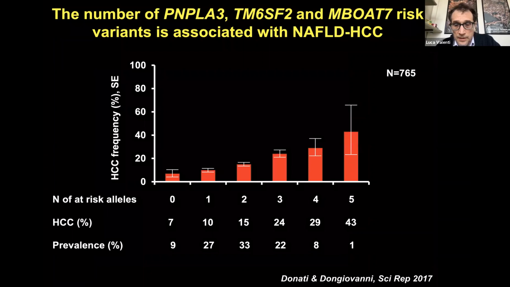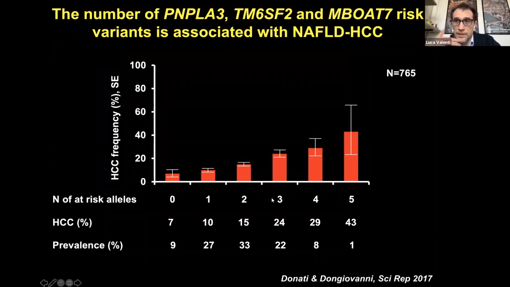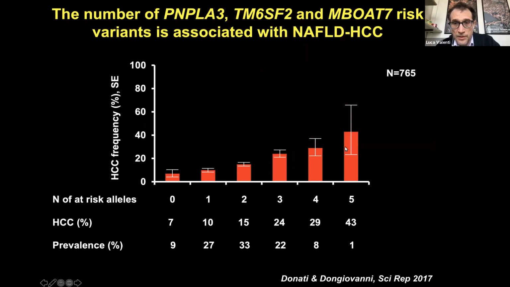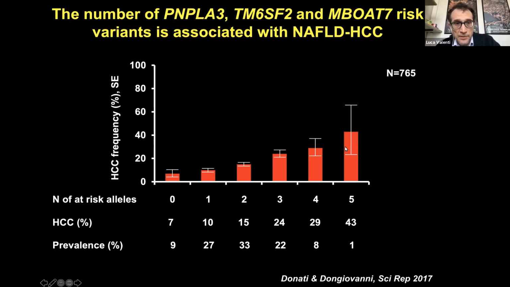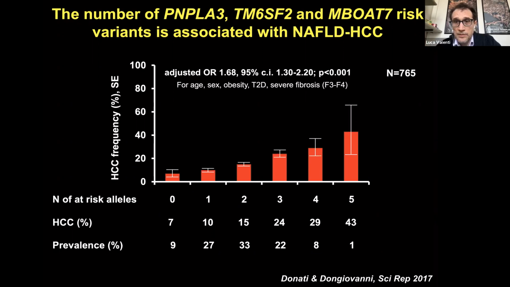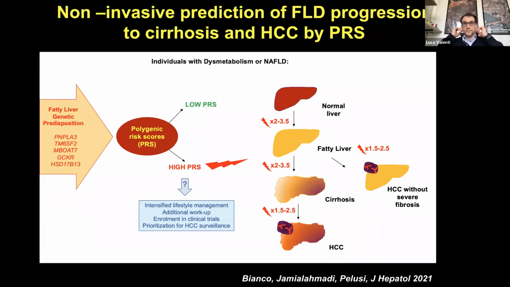And in a European collaborative cohort, this same very simple instrument, the number of genetic risk variants in these genes, was associated with a progressive increase in the risk of developing hepatocellular carcinoma, which was independent of classical risk factors, even independent of severity of fibrosis.